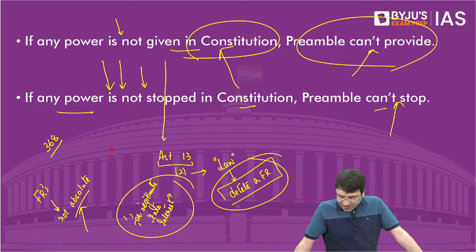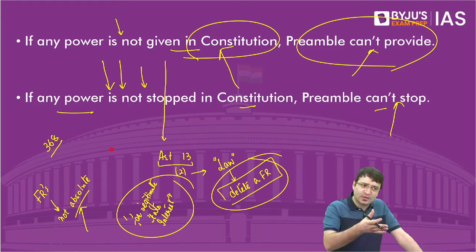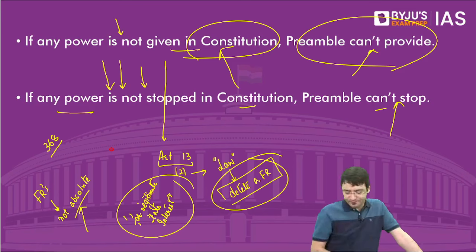Preamble is not justiciable, which means it is not enforceable in a court of law. Is anywhere mentioned in the Constitution that basic structure cannot be amended? There is no such thing as basic structure mentioned in the Constitution. This is the interpretation of the court. The Supreme Court has said that there is something called basic structure. Because who is the final interpreter of the Constitution? Supreme Court. We can say Constitution is what Supreme Court says it to be.